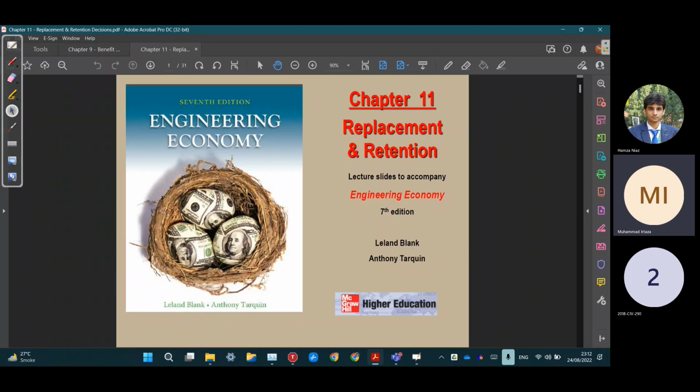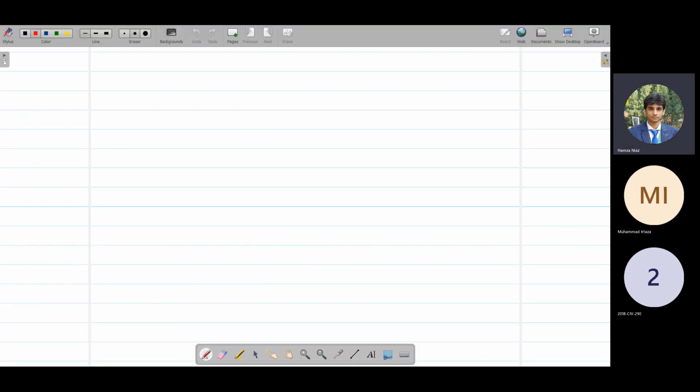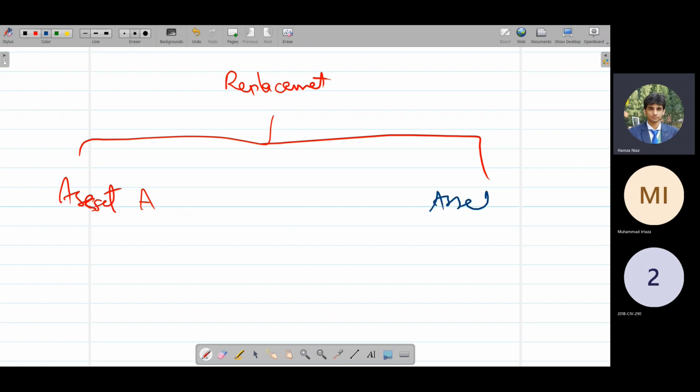So we have to start replacement and retention study. In this study, what does this mean? What is replacement? For example, if we have some asset A, so for example, we have some machine which we are currently using. So obviously, this machine will become old after working for some years. It would have some wear and tear. So we need to replace this machine by some asset B.